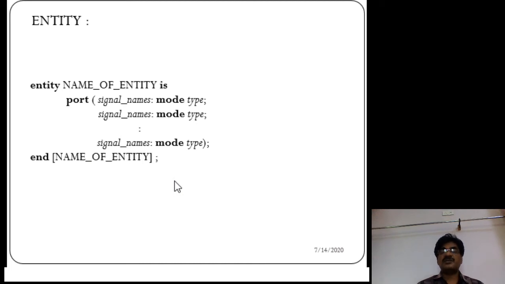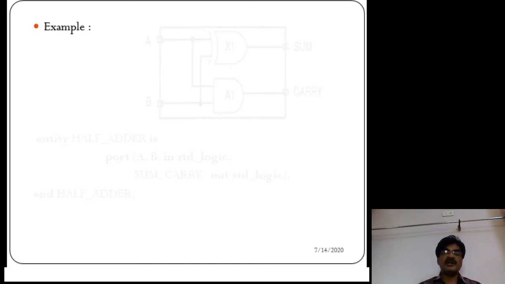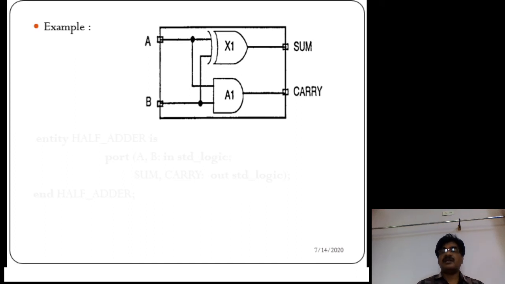Okay, suppose you take a half adder as an example, let us write the entity declaration for it. The half adder has two inputs, one input is A and another input is B, and it has two outputs. The names of the two outputs are sum and carry. So this is the simple half adder with two inputs A and B and two outputs sum and carry. So let us see the entity declaration for this half adder.